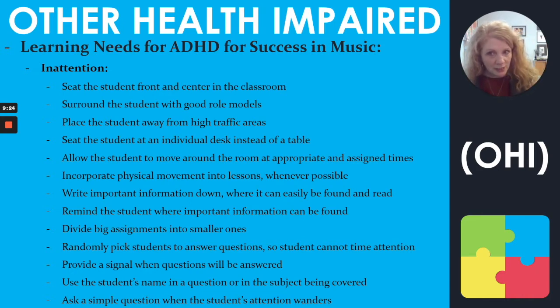You need good role models. Place the student away from high traffic areas. Don't stick them by the door. Don't stick them by the hallways. Get them to the front and center. Seat the student at an individual desk instead of a table.